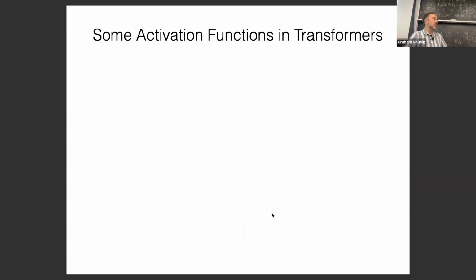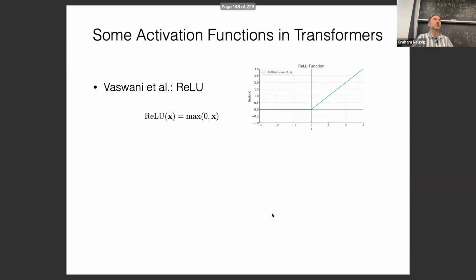So in transformers, different models use different activation functions. I talked very briefly about activation functions before, like tanh or sigmoid. In the original transformer, people have tended to use ReLU. And ReLU is a function like this. It's basically 0 if the input is less than 0, and the input itself if it's greater than 0.